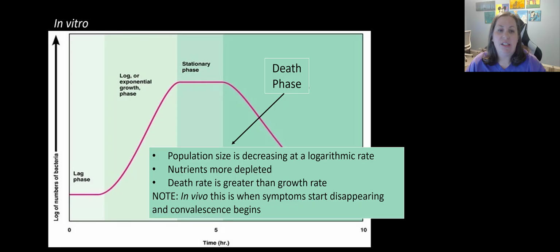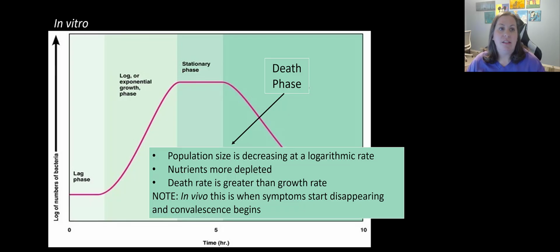This is where the population is decreasing, and it's decreasing at a logarithmic rate. Okay, nutrients are depleted, death rate's greater than growth rate. And in vivo, this is when your symptoms start to disappear. We call this convalescence. That's what starts to begin. Now, this does not mean you're not contagious still. It just means you don't have as many symptoms.